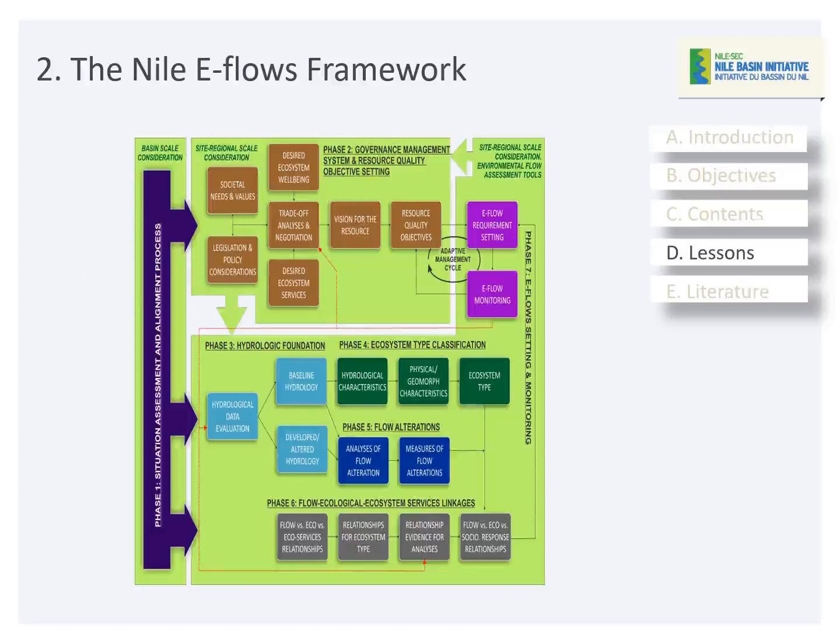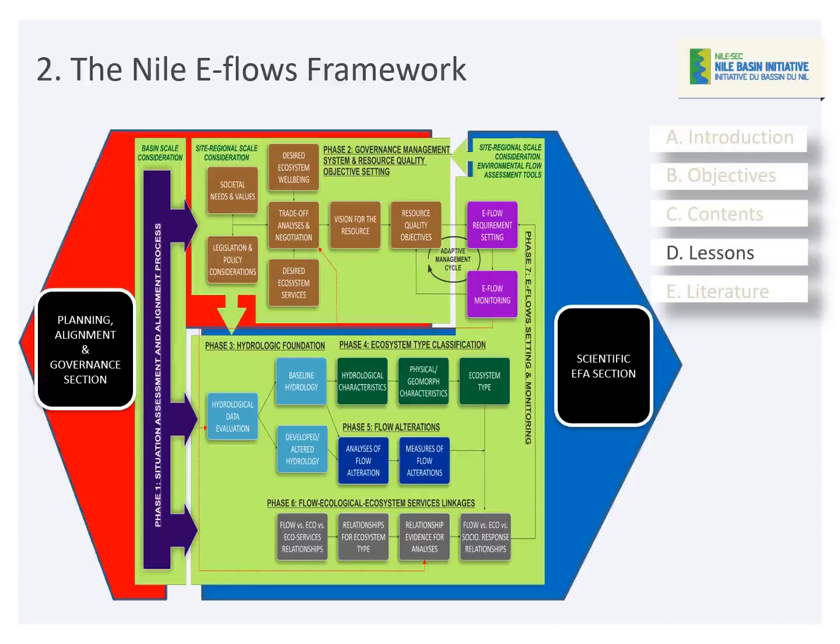This is a flow diagram of the different procedural steps and the subcomponents. And what I'd like to introduce here is the differences between the planning, alignment, and governance phase, which is highlighted in red, which is steps 1 and 2, phase 1 and phase 2. And then you have a scientific environmental flow evaluation section where stakeholders are important in establishing and contributing to these first 2 phases, and then human resources, experts, scientists, and managers are required to implement the second part, which is a scientific environmental flow assessment section.